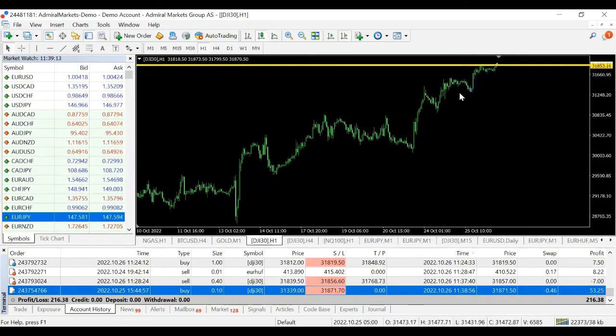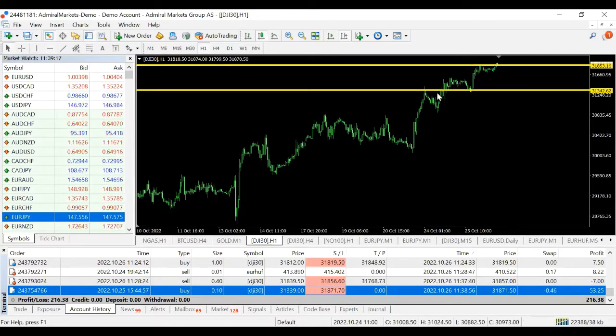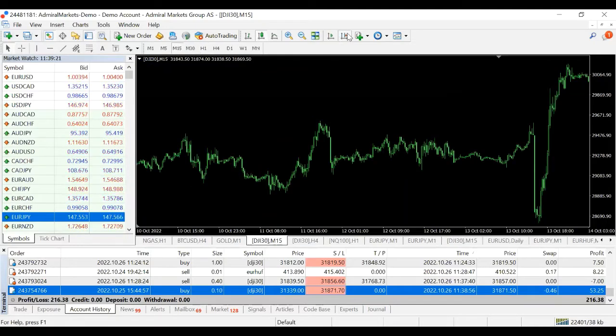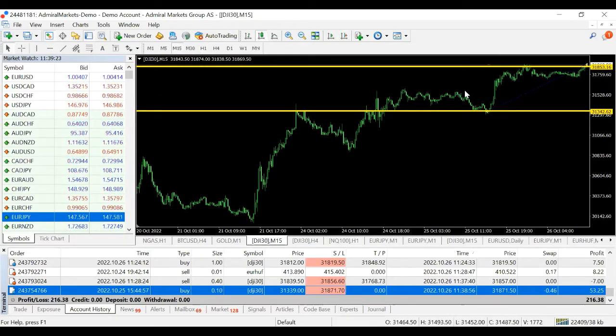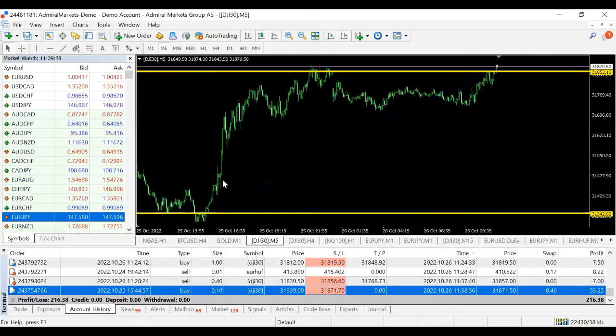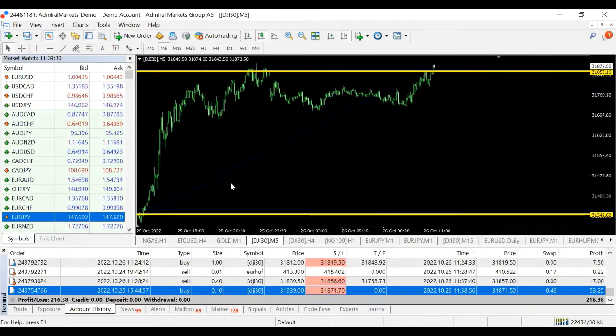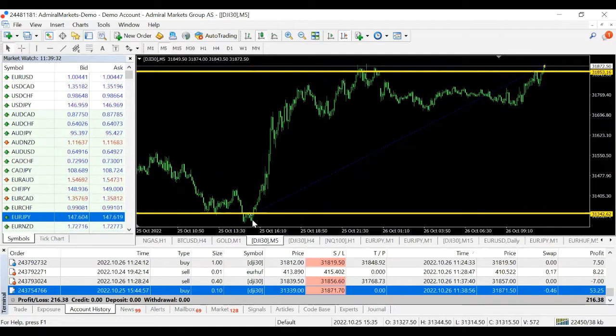This was a nice entry point. The reason? Breakout, pullback, going long. Let's check it on M15. It's a W. Let's check it on M5. You can see a small W here. This is the W, double bottom.